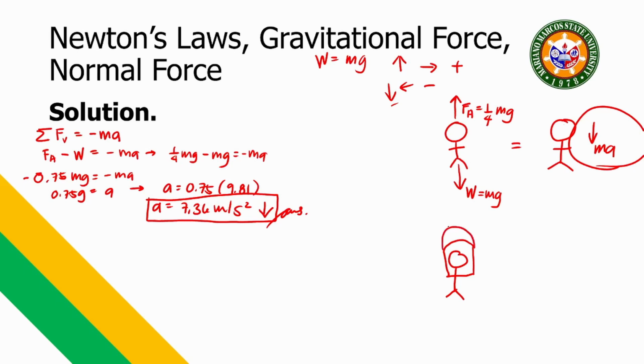So, kunwari, ito yung kanilang parachute. If we take a look at the forces acting on it, we will see that same pa rin yung weight nila, mass times gravity. And then, ang nag-iba, yung air resistance. Yung FA nila will be different now, kasi mas malaki na yung area kung saan nag-a-act yung air resistance natin. So, mas malaki na yung FA. So, hindi na siya equal sa 1/4 of mg.